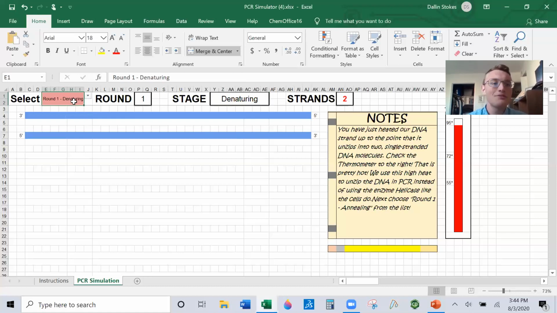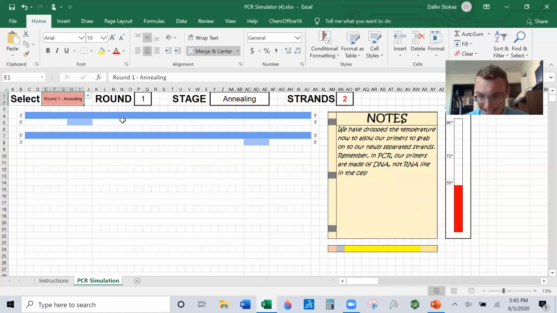Now we go to the second step, and that's called annealing. The word anneal is a science term that means to stick together. So this is the step where we cool it down to 55 degrees and that allows the primers to go and stick to whatever DNA sequence on the template DNA strand matches the sequence of the primer. So we design our primers to stick to a certain spot in the DNA, if that makes sense.